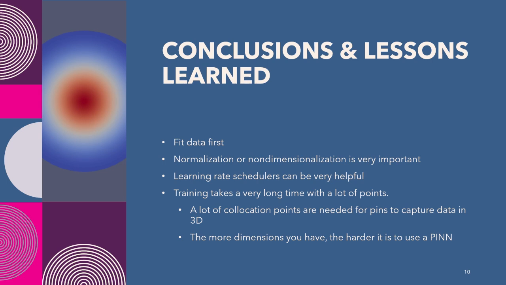And additionally, I learned that for 3D data where I had radius, z, and time, you need a ton of collocation points in order to capture that space. So I really learned that PINNs start to break down when you have high dimensional inputs, because it's hard to really cover all of the space there.